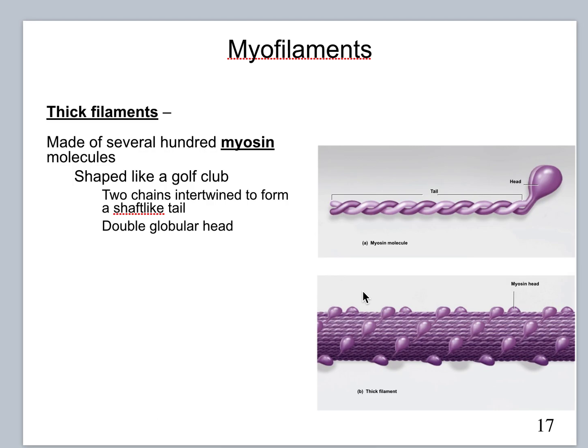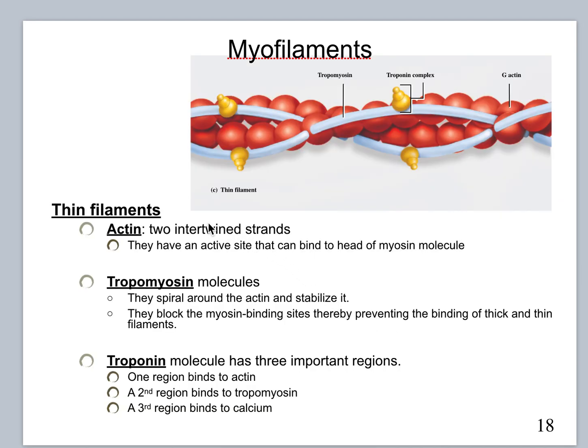First of all, there are thick filaments. Thick filaments are made up of several hundred myosin molecules. This is a single myosin molecule. This is several of them bundled together, making a thick filament. So remember, a thick filament is made up of myosin. We have thin filaments made of actin. Actin is represented here by the round spherical structures that are in line. That would be the actin. There are two intertwined strands.